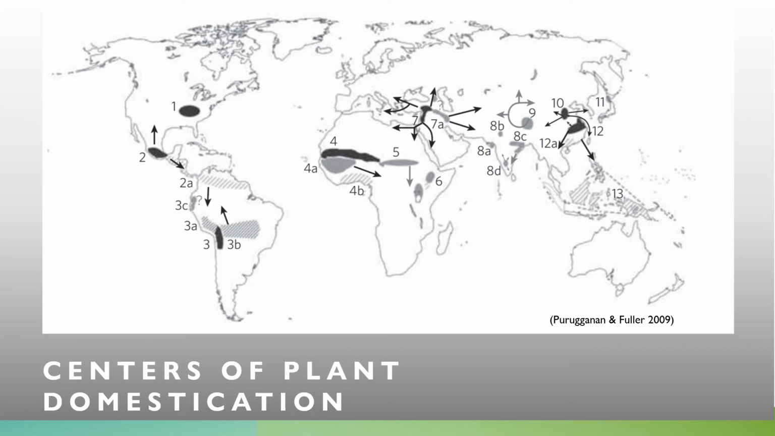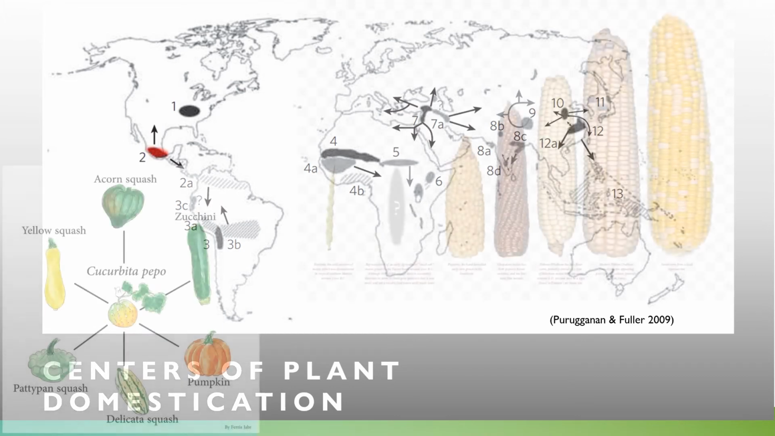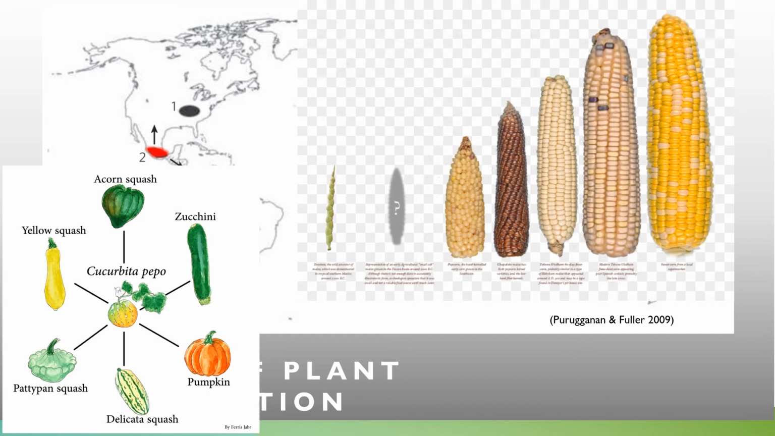For Mesoamerica, we can note the domestication of Cucurbita pepo as well as Cucurbita argyrosperma going back as far as 10,000 years BP. From there they dispersed into other regions such as the northern lowland neotropics.